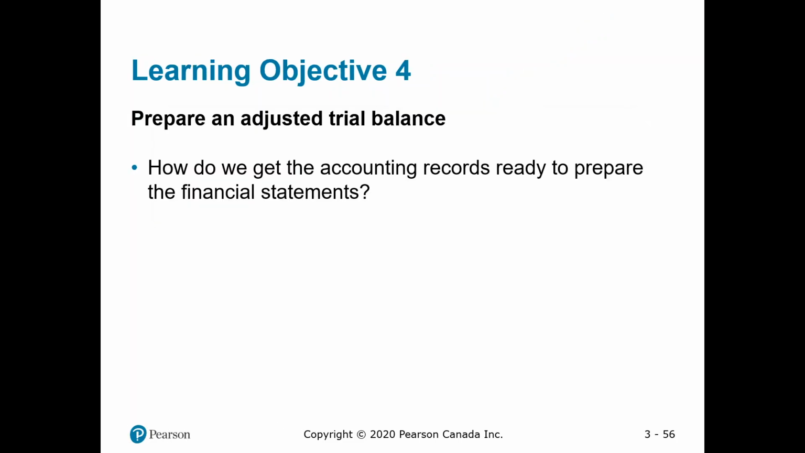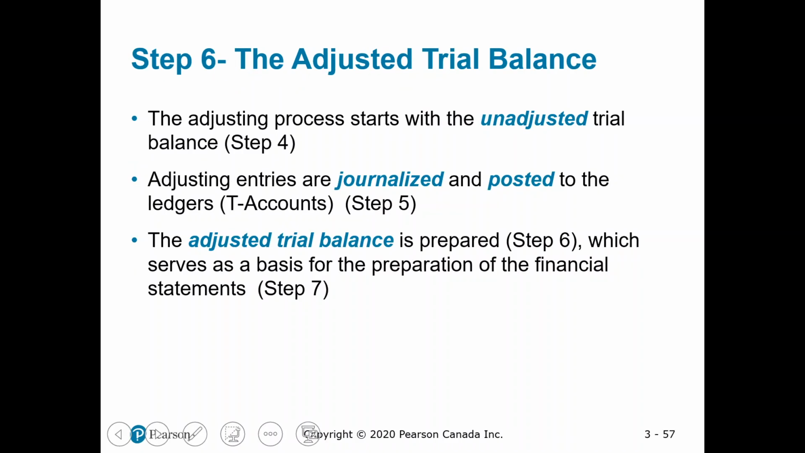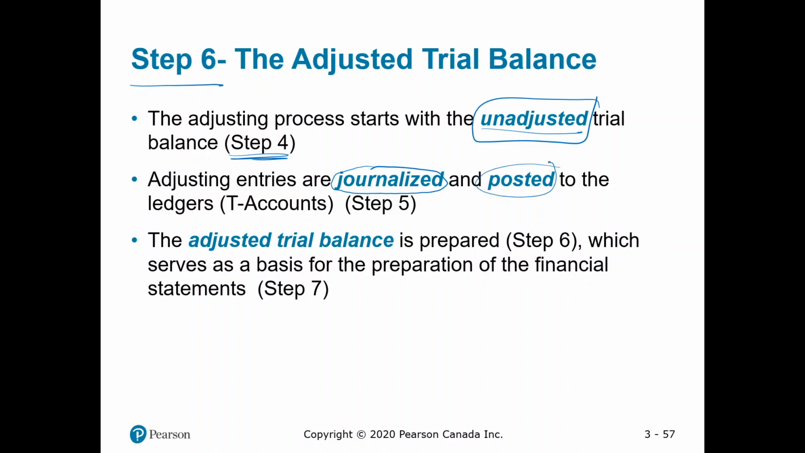How do we get these ready while we prepare an adjusting trial balance? This is step 6. And this just walks through the steps as we saw in the previous slide. So we start the adjusting process with an unadjusted trial balance. That was step 4. So we recorded our journal entries, posted them, created that unadjusted trial balance. Then we move on to step 5, which is actually recording the adjusting journal entries and posting those. So we're recording and posting adjusting entries in step 5.